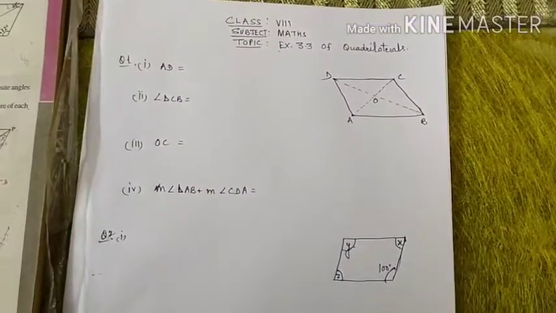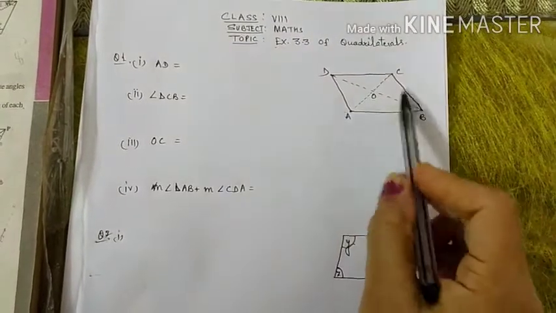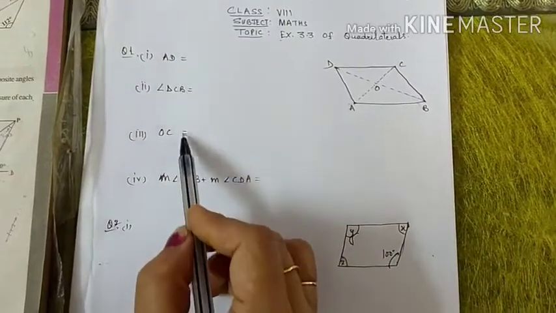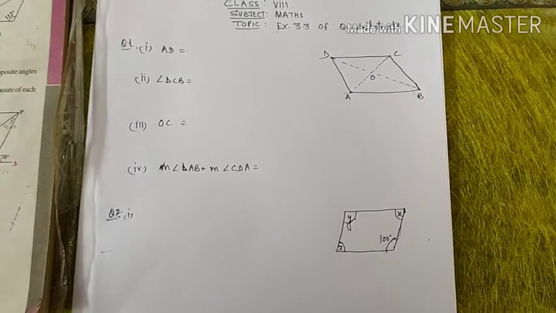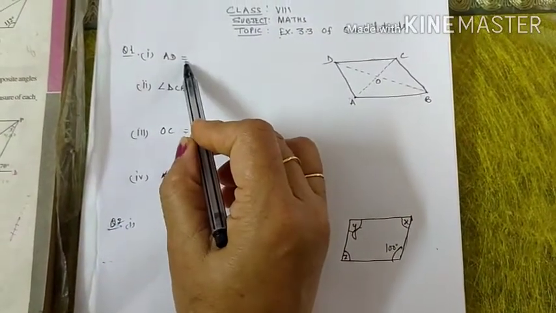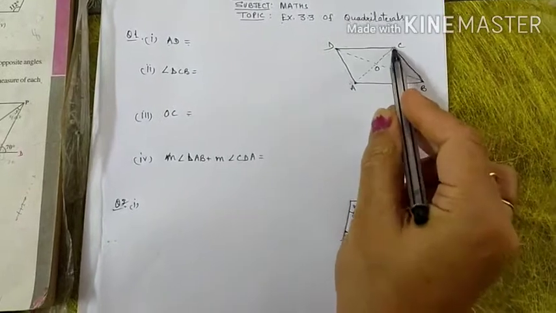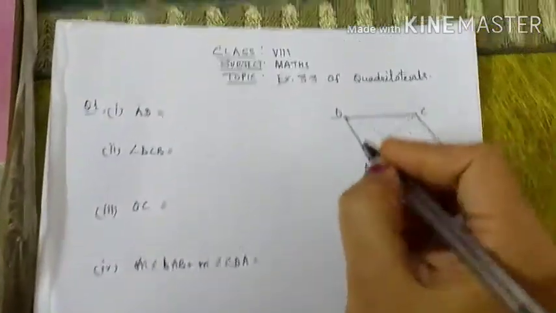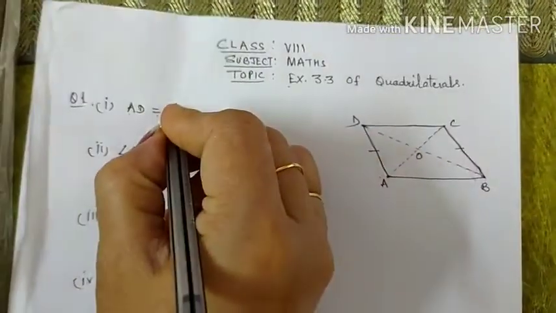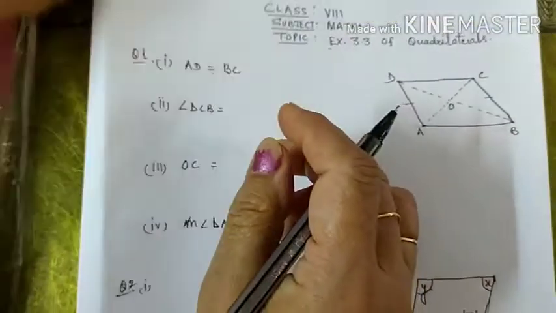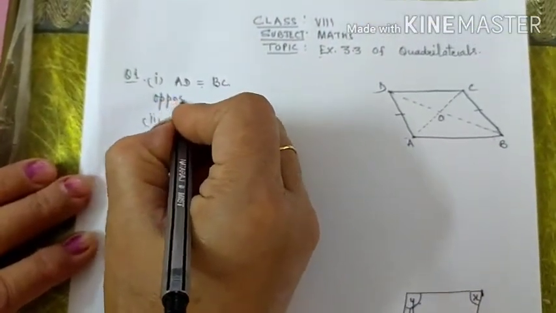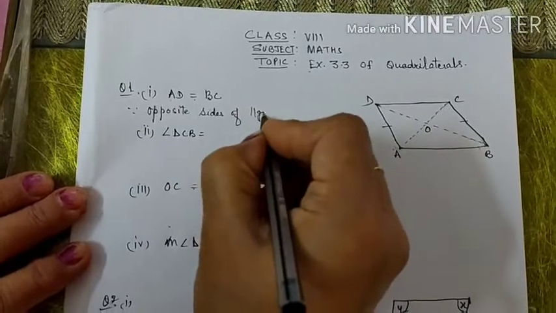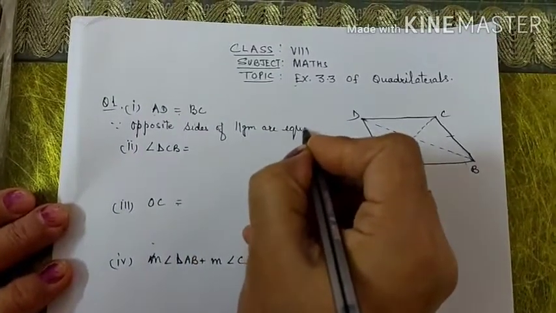The first question of the exercise is: ABCD is a parallelogram. We have to complete the following statements and give reasons also. AD equals... Now since it is a parallelogram, and yesterday we studied that opposite sides of a parallelogram are equal, it means AD equals BC. So the reason is opposite sides of a parallelogram are equal.